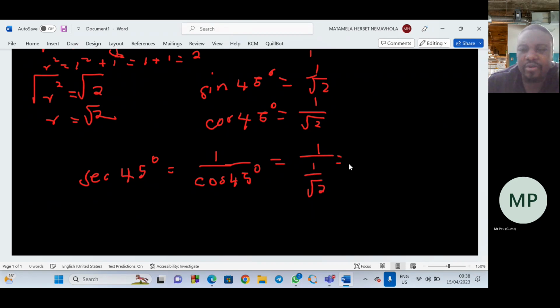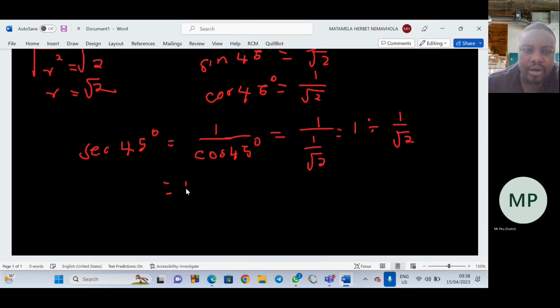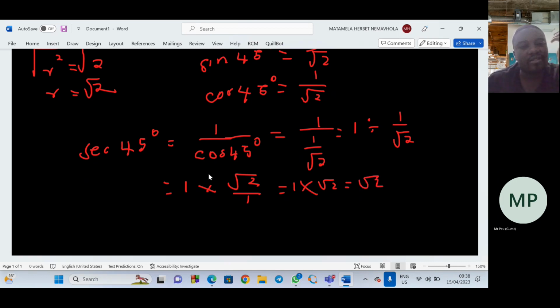1 over square root of 2. The simple way of writing, so that we don't make mistakes, is to write 1 over 1 divided by square root of 2. And this is the same as 1 multiplied by square root of 2 over 1. Square root of 2 over 1 is the same as square root of 2. So sec 45 degrees equals square root of 2. So this is how I worked it out.